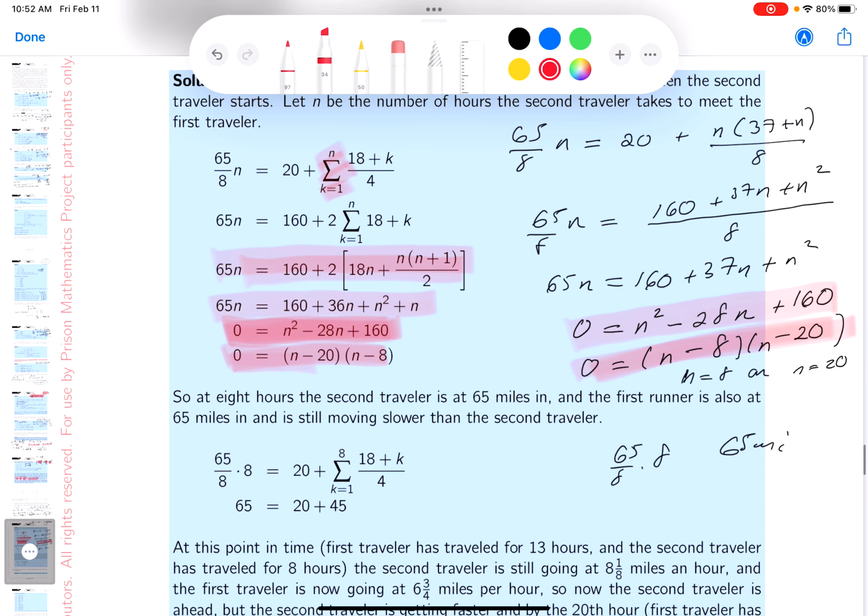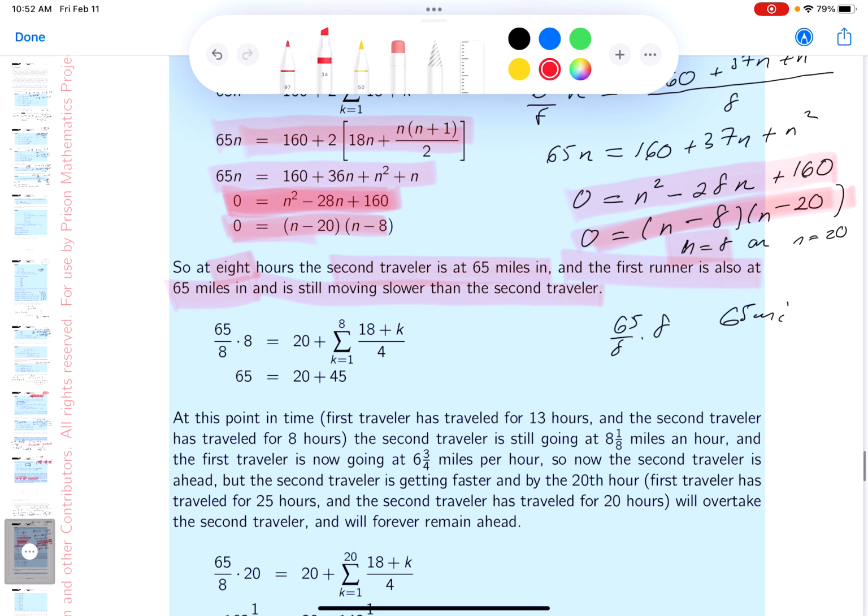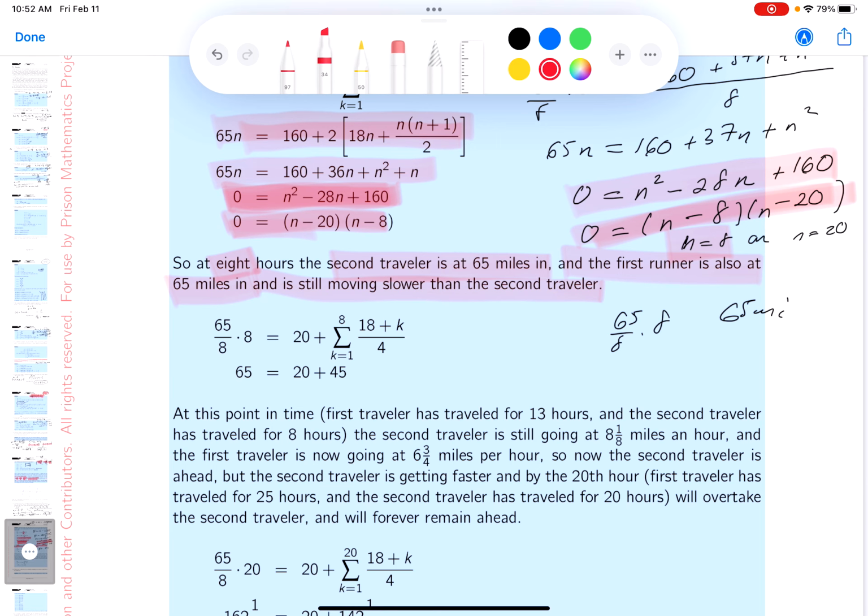So again, let me just read this over here. At 8 hours, well, we got that down. I hope you remember that. The second trial was 65 miles in. The first trial is also 65 miles in, but he's still moving forward. Again, notation might be a little confusing to you. At this point, the first traveler has traveled for 13 hours and the second traveler has traveled for 8 hours. Makes sense. The second traveler is still going at 8 1/8 miles per hour, and the first traveler now is going 6 3/4 miles per hour.